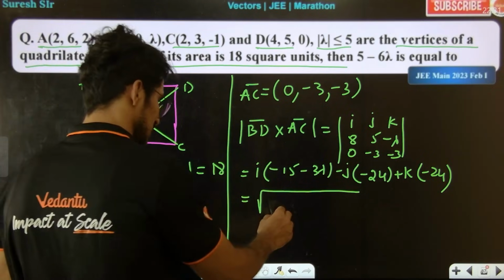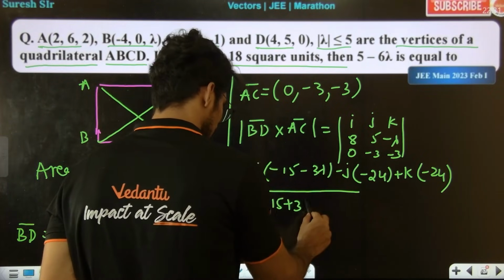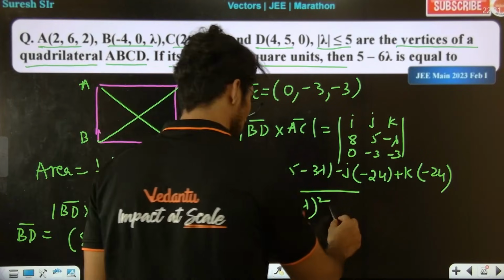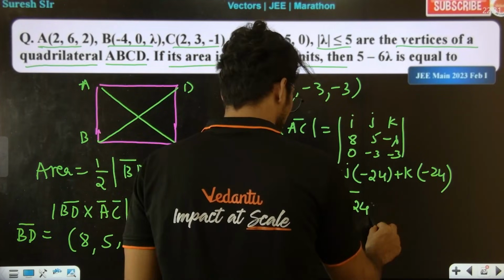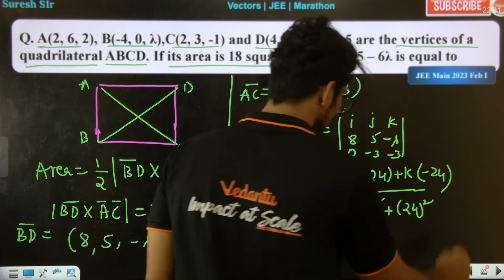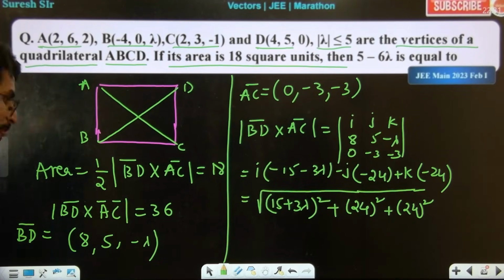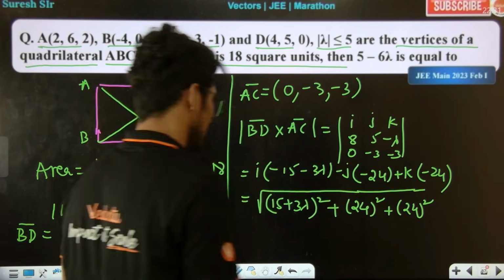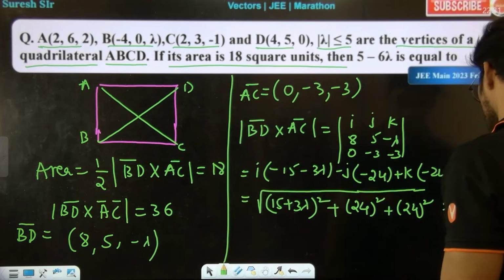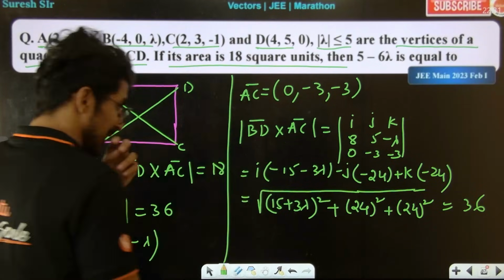So can I write this as 15 plus 3 lambda whole square, if I take minus common? This is what we can write. Absolutely, understood, sir. 100%. Next, what do we have to do, sir? Can we take 3 common inside? Yes or no? So yes. Firstly, let it be like this. This is equal to what, sir? 36, sir. So this is equal to 36. Now what comes when we square on both sides, sir?